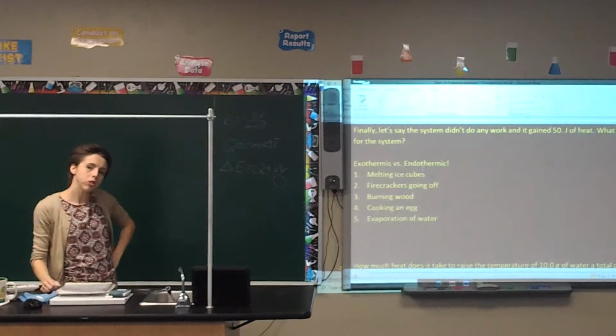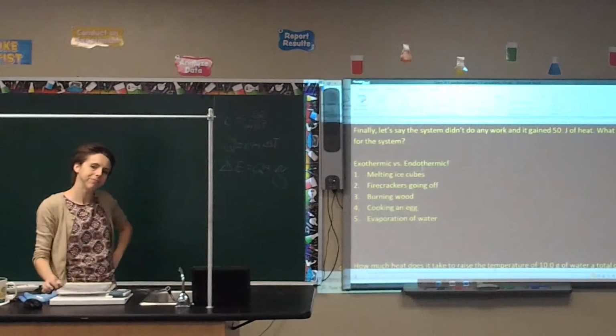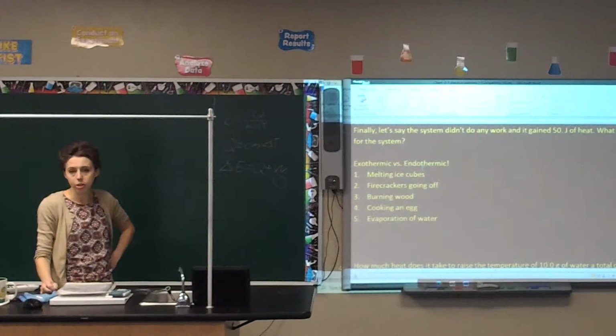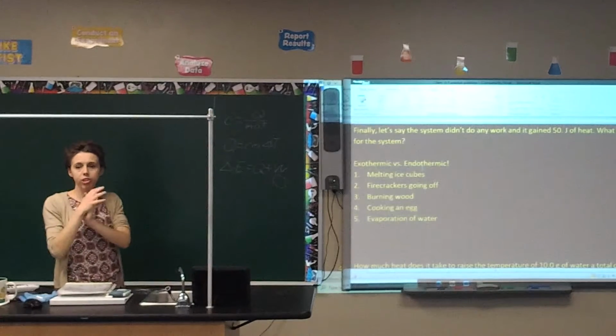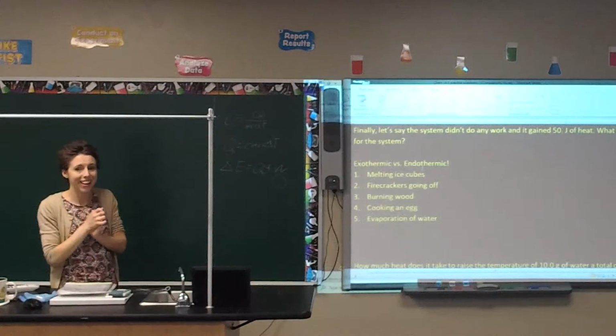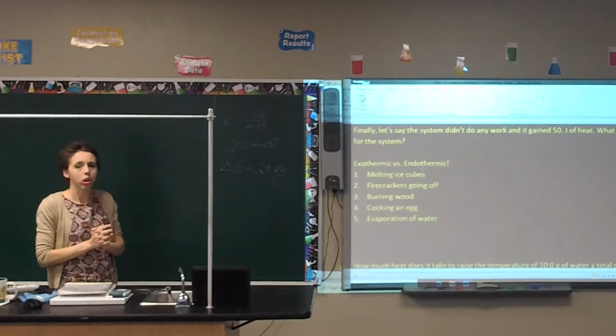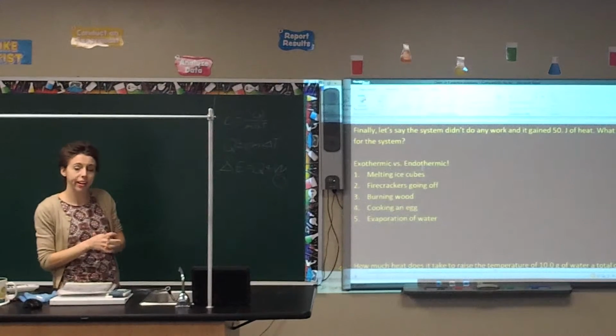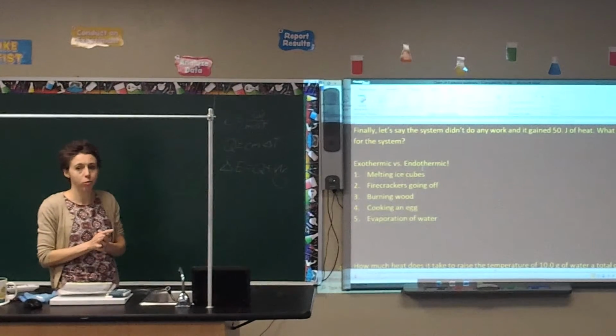Burning wood, is that exothermic or endothermic from the point of the wood? Exothermic, because the wood is chemically changing and it's giving off heat and energy and light. So that's an exothermic reaction. Cooking an egg, from the viewpoint of the egg, is that an endothermic process or an exothermic process?